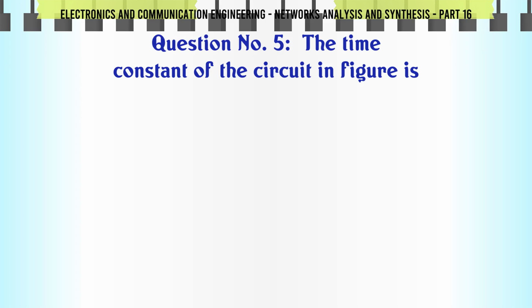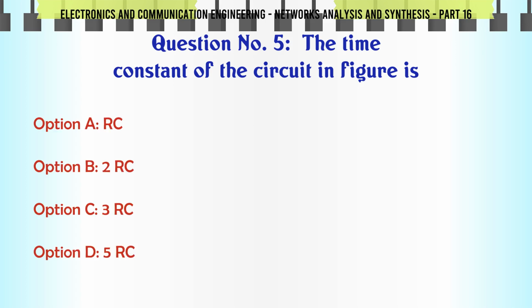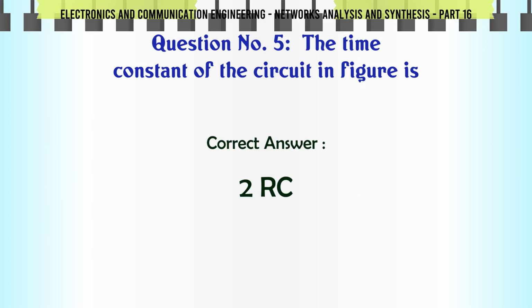The time constant of the circuit in figure is A RC, B 2 RC, C 3 RC, D 5 RC. The correct answer is 2 RC.